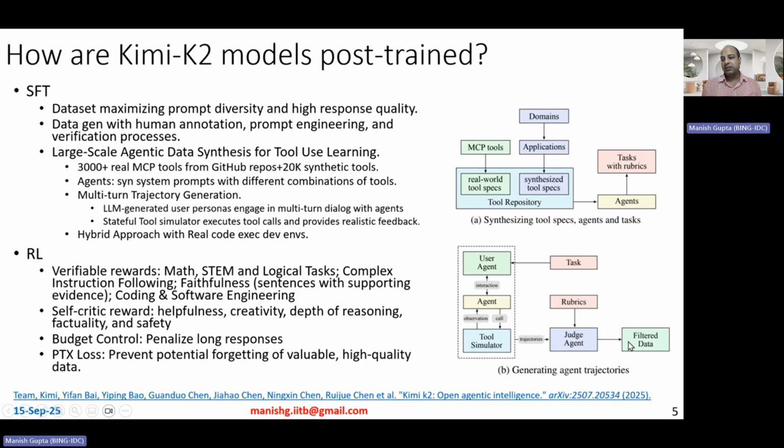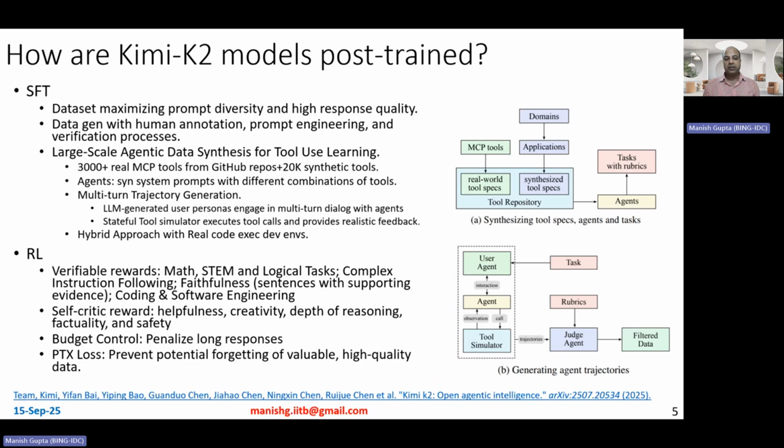Now, besides using the synthetic data as multi-turn interaction data, they also use hybrid. They also use real-world multi-turn data, where they get this real-world multi-turn interaction data from code execution development environments. Okay. So that's about supervised fine-tuning.